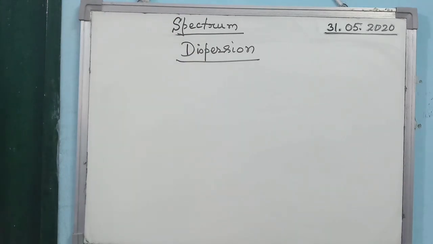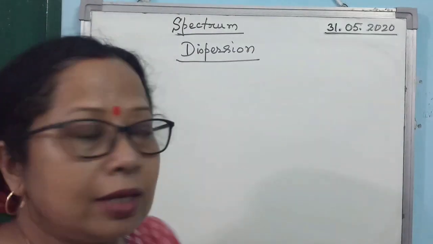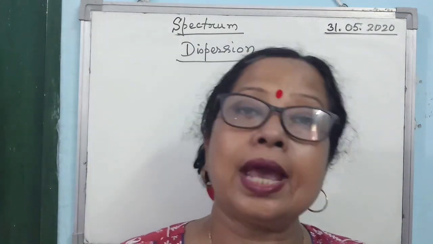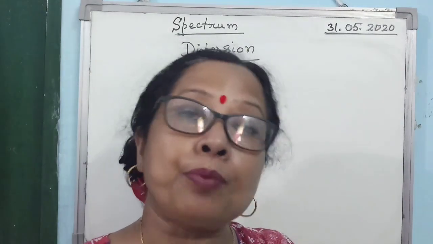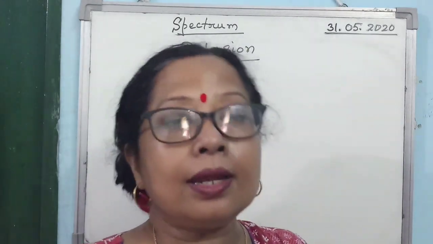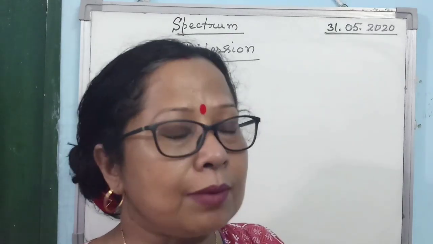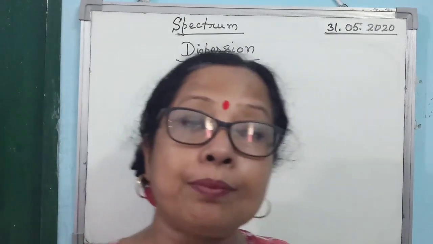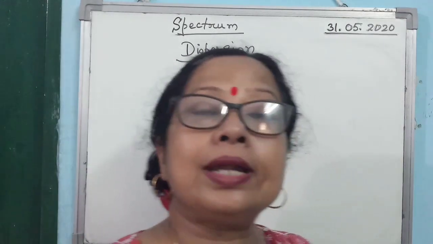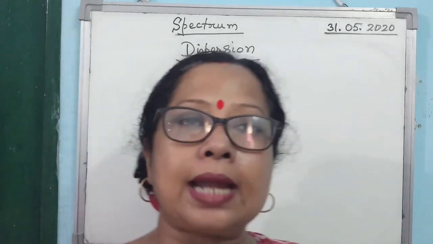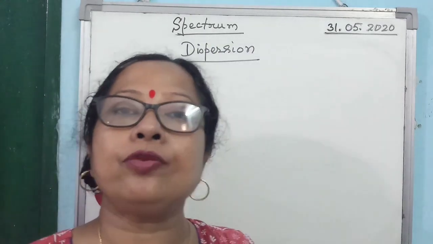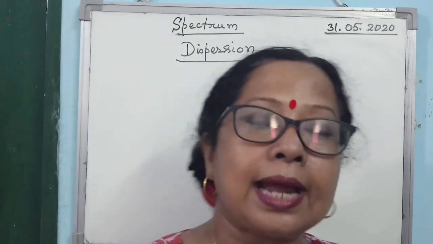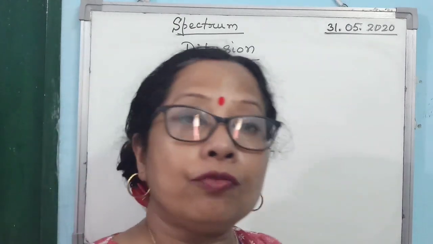Now the next topic is dispersion. If you consider the previous discussion, what we have learned is that when a polychromatic light, where poly means many and chrome means color, so polychromatic light means a light where different colors are present, more than one color is present. And the example of that is white light, the light we are getting from the sun, the light we are getting from any luminous body. That is polychromatic light or white light.